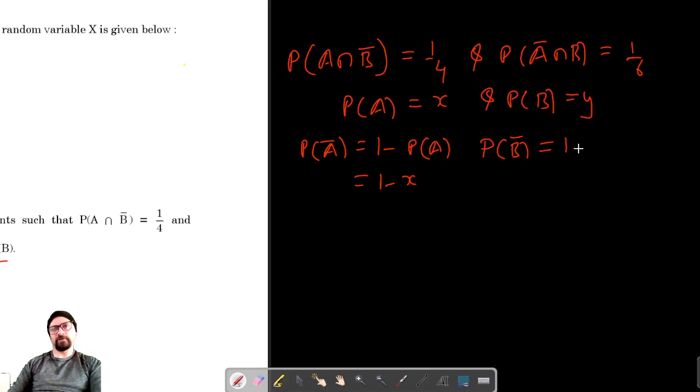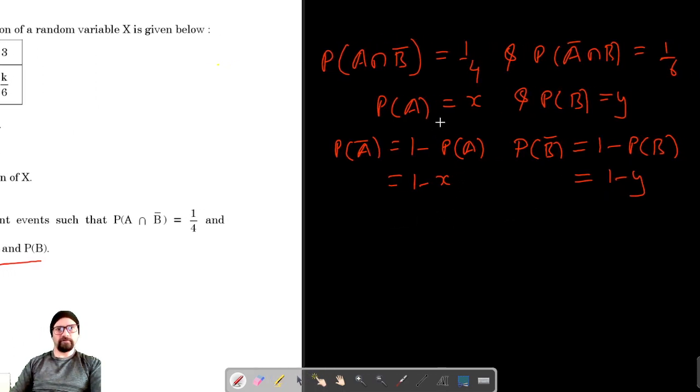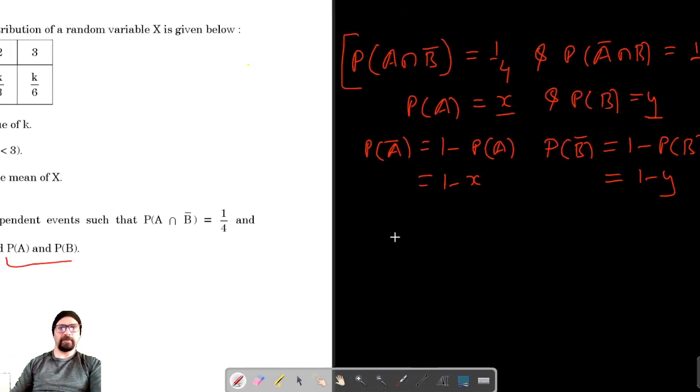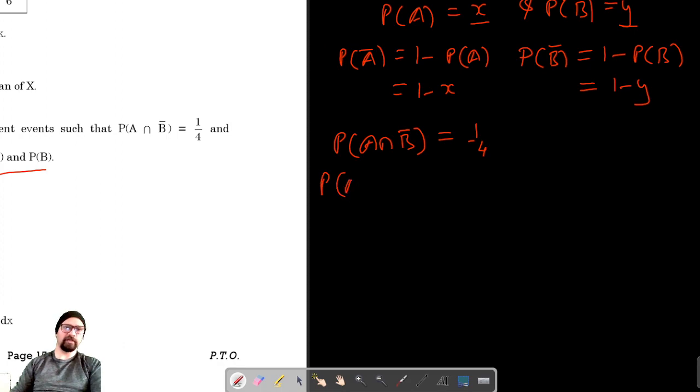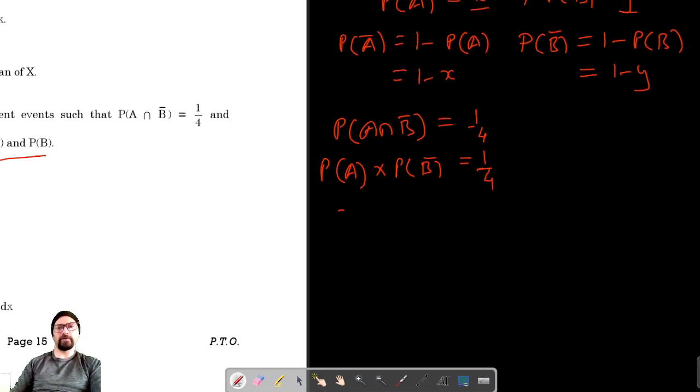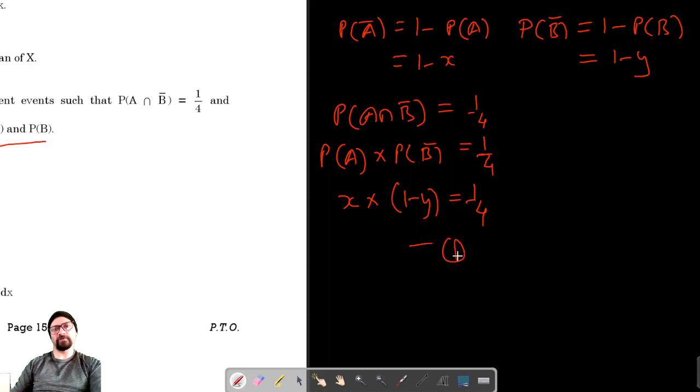Okay, now probability of B naught is 1 minus probability of B, which is equal to 1 minus Y. So that means we have to find the probability of X and Y. Let's consider this. A and B are independent events, so the probability of A intersection with B naught is equal to 1 by 4. Because A and B are independent, probability of A into probability of B naught is equal to 1 by 4. Now probability of A is X and probability of B naught is 1 minus Y, that is equal to 1 by 4. This is our equation 1.